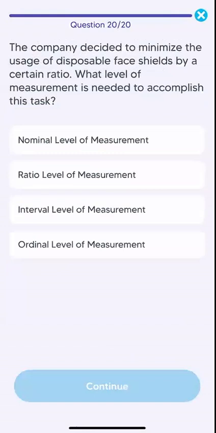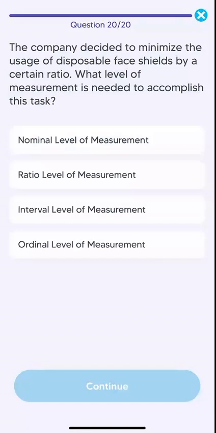Okay. Go ahead. The company decided to minimize the usage of disposable face shield by a certain ratio. What is the level of measurement needed to accomplish this task? Nominal level of measurement, ratio level of measurement, interval level of measurement, ordinal level of measurement.